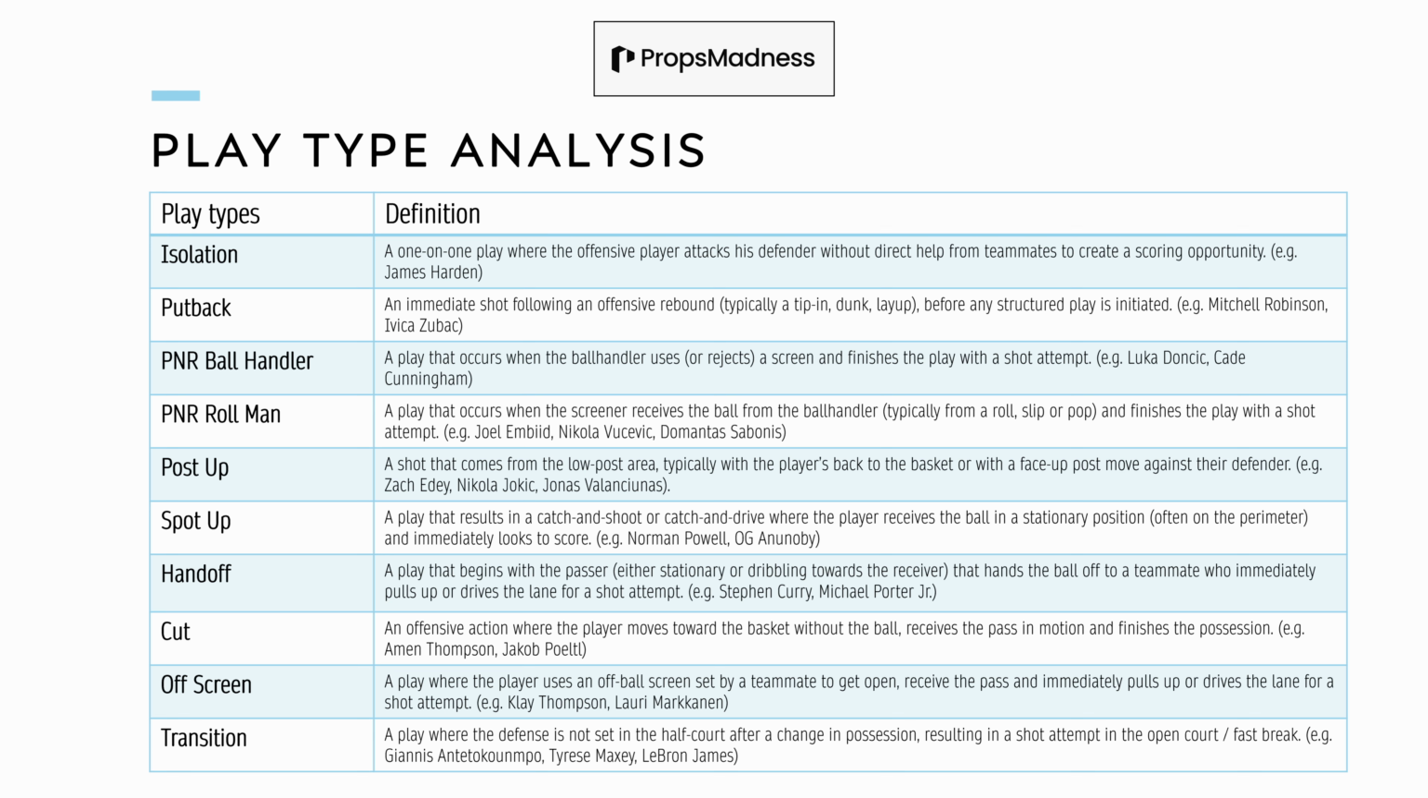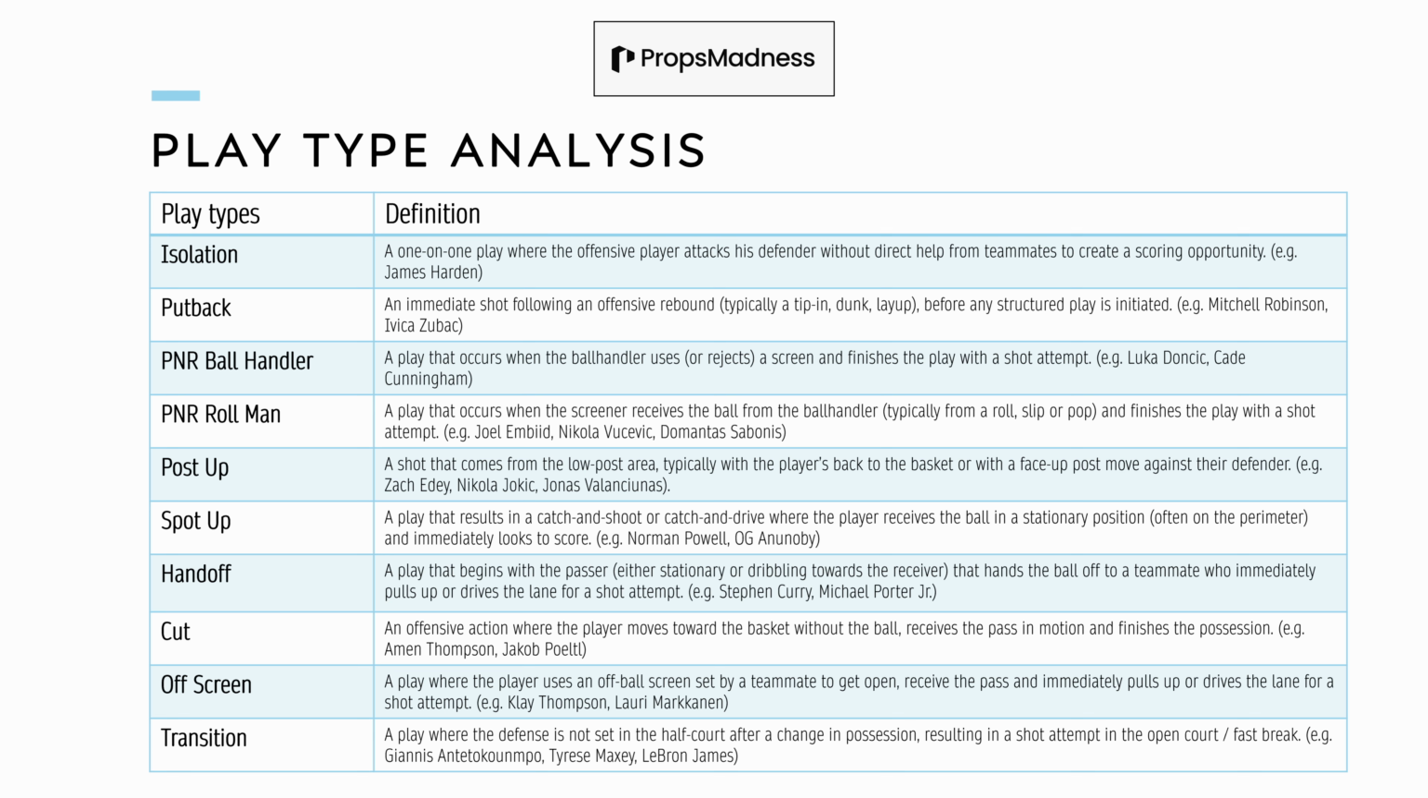And then from the screener perspective, that's when we look at the pick and roll roll man play type. So this is a play that occurs when the screener receives the ball from the ball handler and finishes the play with a shot attempt. And typically this comes from a screen that is being set where the screener is rolling to the rim or slipping to the rim or even popping out to catch for a pick and pop. So think about players like Joel Embiid, Nikola Vucevic, Domantas Sabonis. These types of players have a higher frequency of the pick and roll roll man play type.